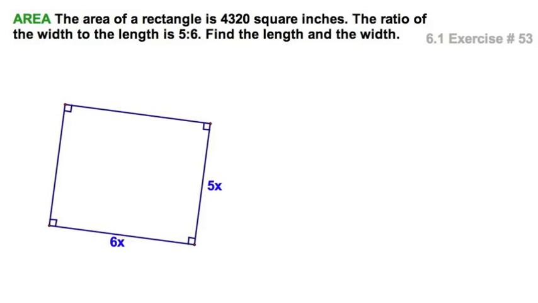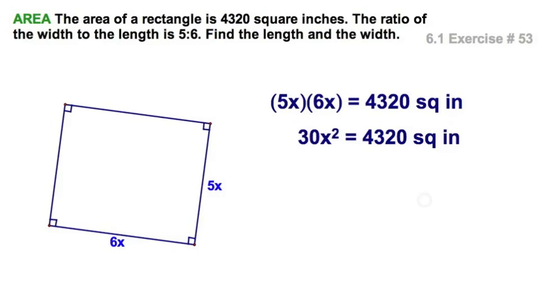Another rectangle exercise. There's our picture. The ratio of the width to the length is 5 to 6, so 5x to 6x. Easy. I know the area, so I set up an equation. Remember, when I multiply the 5x and the 6x, because that's how we get the area of a rectangle, base times height, or length times width, that's going to be 30x squared.